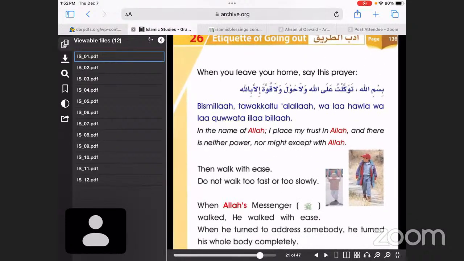When you leave your home, say this prayer. Bismillahi tawakkaltu ala Allah, wa la hawla wa la quwwata illa billah. In the name of Allah, I place my trust in Allah, and there is neither power nor might except with Allah. Then walk with ease. Do not walk too fast or too slowly. When Allah's Messenger walked, he walked with ease. When he turned to address someone, he turned his whole body completely.